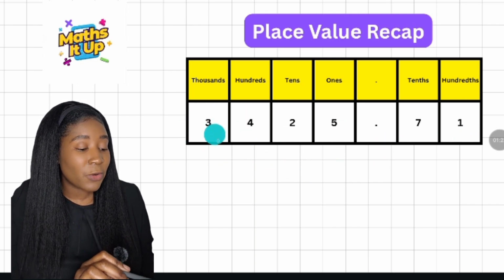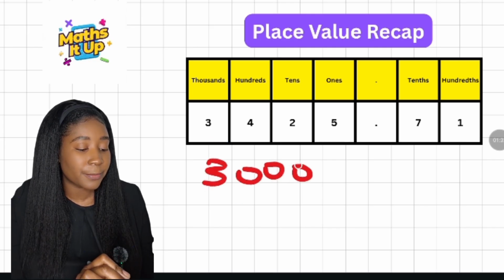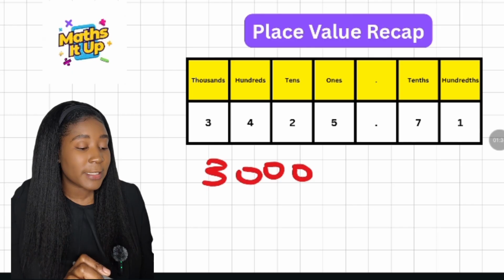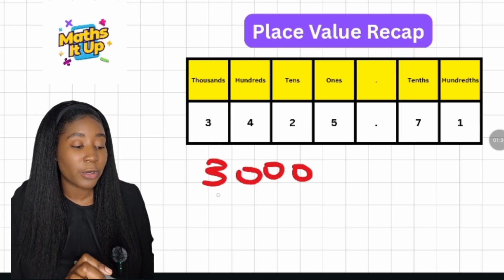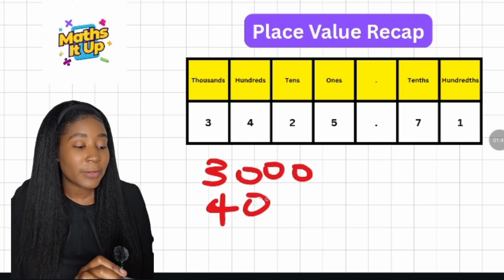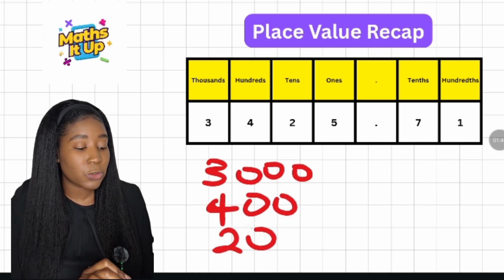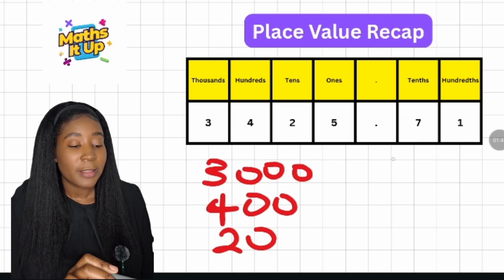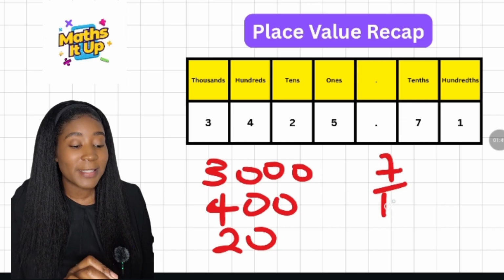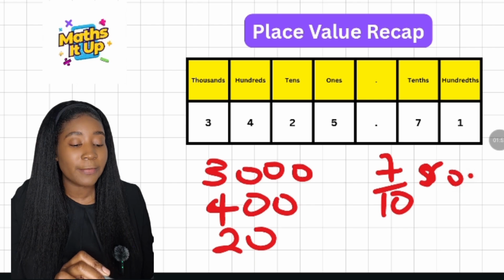Now, if I look at the 3, the value of this 3 would be 3,000. You can write it in figures or you can write it in words. If I take a look at the 4, the value of the 4 is going to be 400. Similarly, the value of the 2 is 20. The value of the 7 is 7/10, can be written as a fraction or even as a decimal, 0.7.